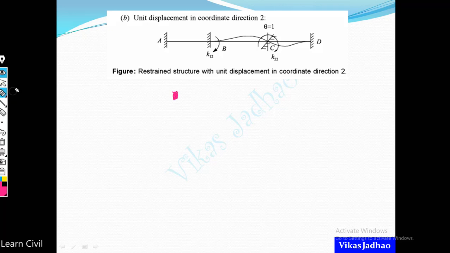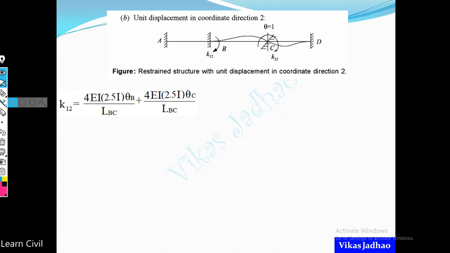Now for calculating the other two coefficients, that is K12 and K22, we will apply a unit rotation at coordinate number 2 or at joint C and calculate the values of K12 and K22. K12 will be equal to stiffness of member BC. So it will be 4E into 2.5 I theta B divided by LBC plus 4E into 2.5 I into theta C divided by LBC.